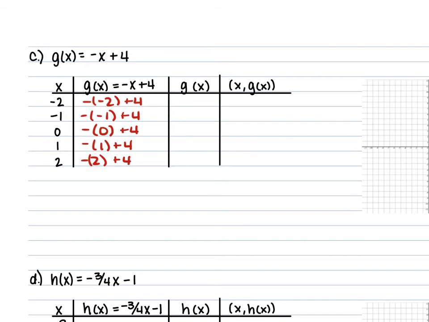So the opposite of negative 2 is positive 2, plus 4 is 6. The opposite of negative 1 is 1, plus 4 is 5. The opposite of 0 is just 0, plus 4 is 4. The opposite of 1 is negative 1, plus 4 is 3. The opposite of 2 is negative 2, plus 4 is 2. So this gives us negative 2, 6, negative 1, 5, 0, 4, positive 1, 3, and positive 2, 2.